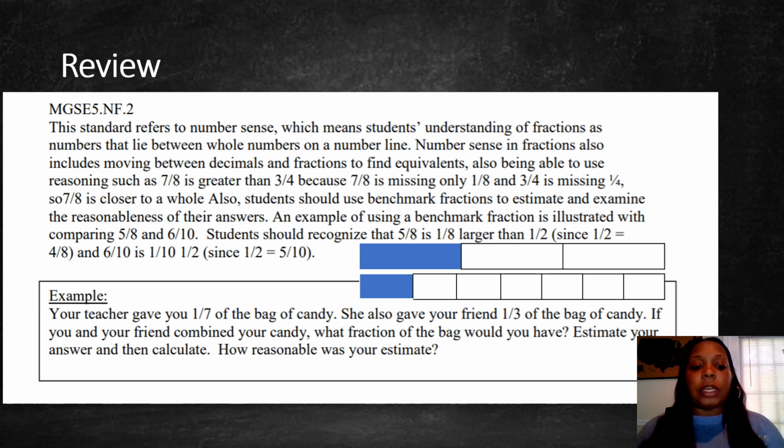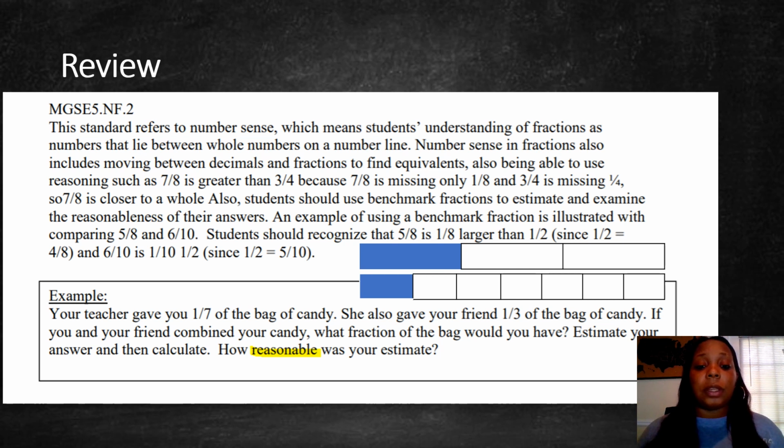So the problem reads, your teacher gave you 1/7 of a bag of candy. She also gave your friend 1/3 of the bag of candy. If you and your friend combine your candy, what fraction of the bag would you have? Estimate your answer and then calculate. How reasonable was your estimate? So once again, we're seeing that word reasonable. I'm going to highlight it so we can remember that we're going to compare our estimate to the actual answer that we get.